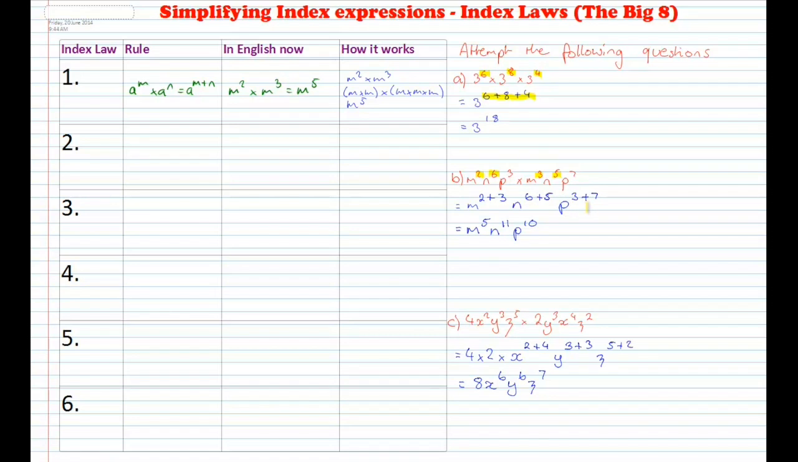So if I go through and simplify that, m to the power of 2 plus 3 is equal to 5, n to the power of 6 plus 5 is equal to 11, and p to the power of 3 plus 7 is equal to 10. So I get m to the power of 5, n to the power of 11, p to the power of 10.